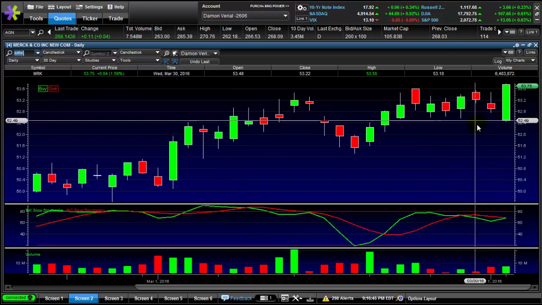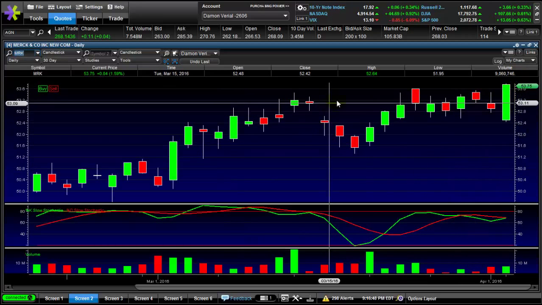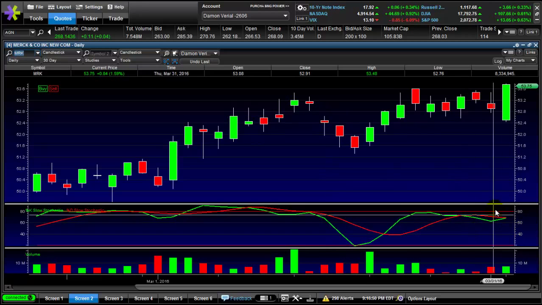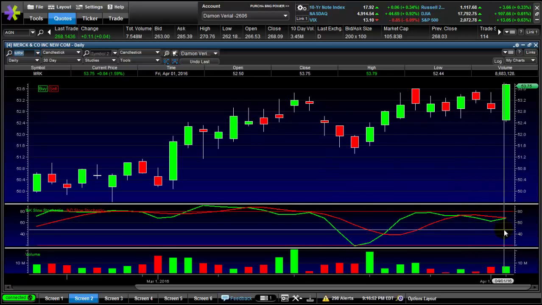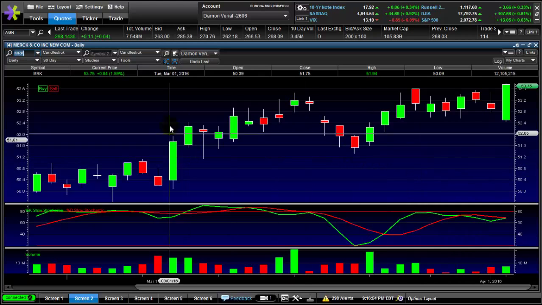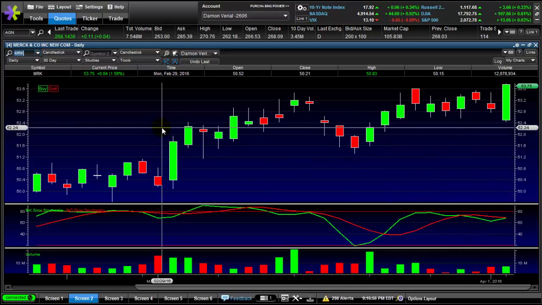Again, we have that bullish engulfing candlestick. We have a gap that's already filled, and again, it's not overbought. And Merck tends to move a lot better than the XLV, so this would be a decent swing trade for anyone looking for a swing trade in the upcoming week.